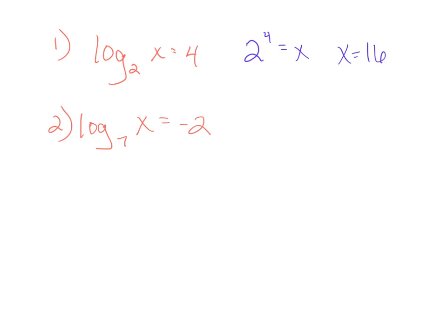Same thing for number 2. So I have 7 to the power of -2 equals x. So that becomes 1 over 7 squared, which is 1 over 49.